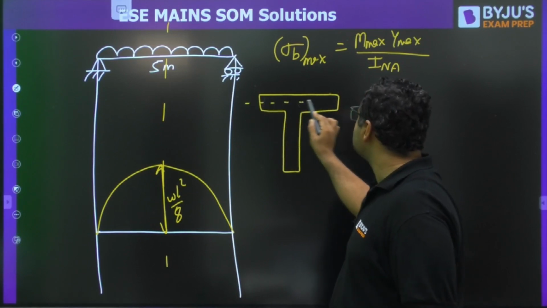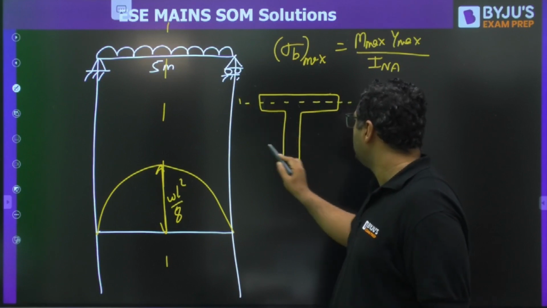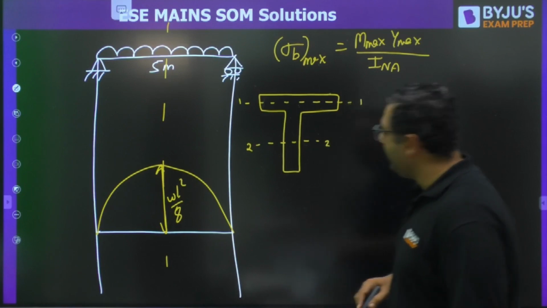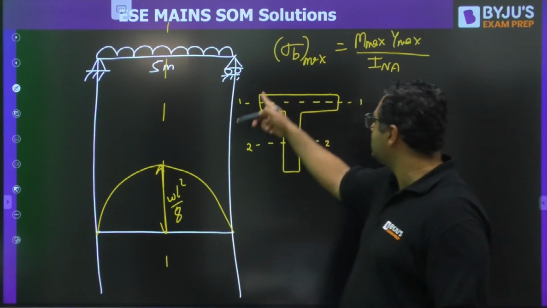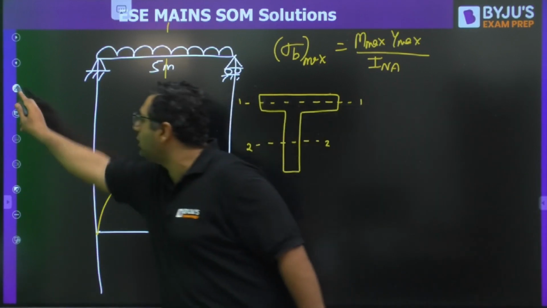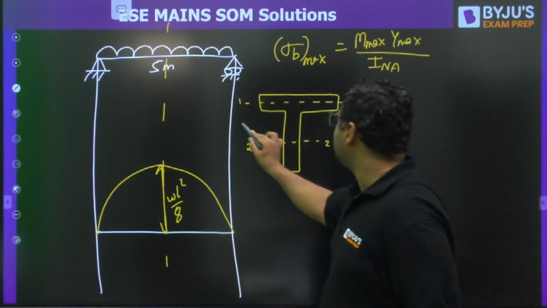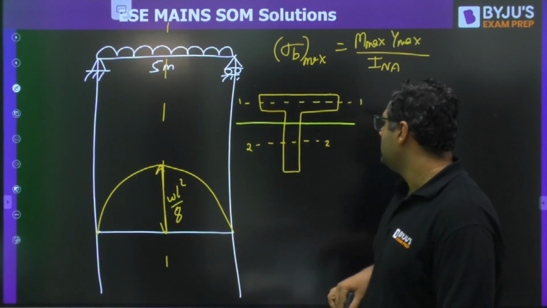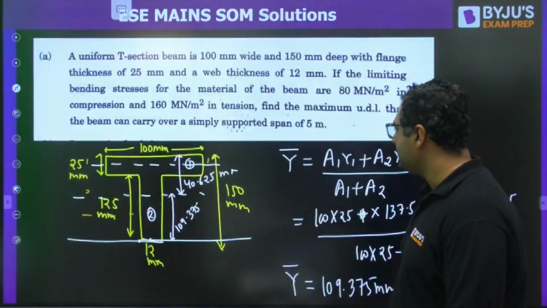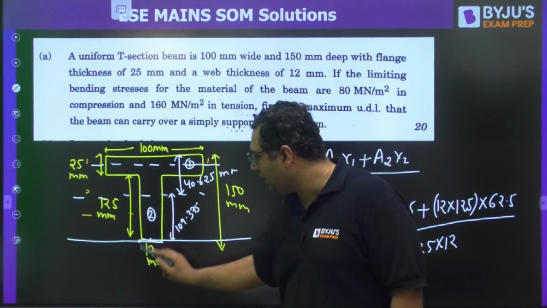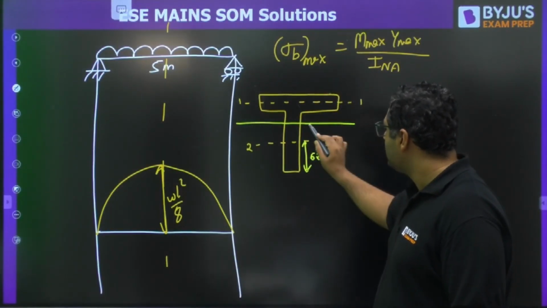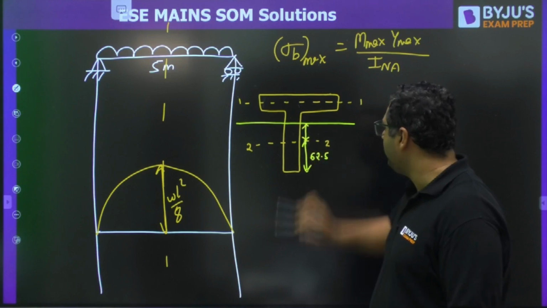So this is 1. This is 2. They are the individual centroidal axes of this rectangle and this rectangle. But my dear, we need to find I about the neutral axis. Neutral axis is passing through the centroid. So if you see this distance, what will be this distance? This distance will be 125 by 2, so 62.5.